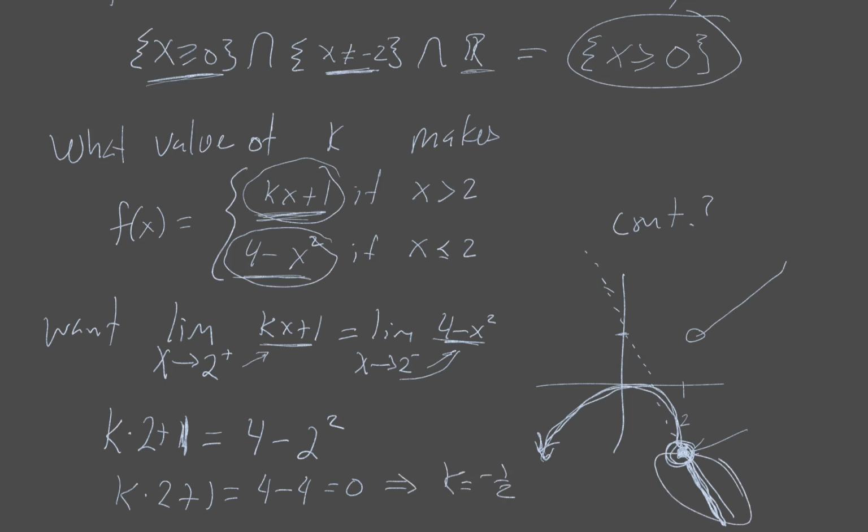of work out right. Even though this parabola would be up here and so on, I still want this hole to fill in there, and to do that, I'm going to set k equal to 1/2. K equal to 1/2 makes the two endpoints at 2 match up.